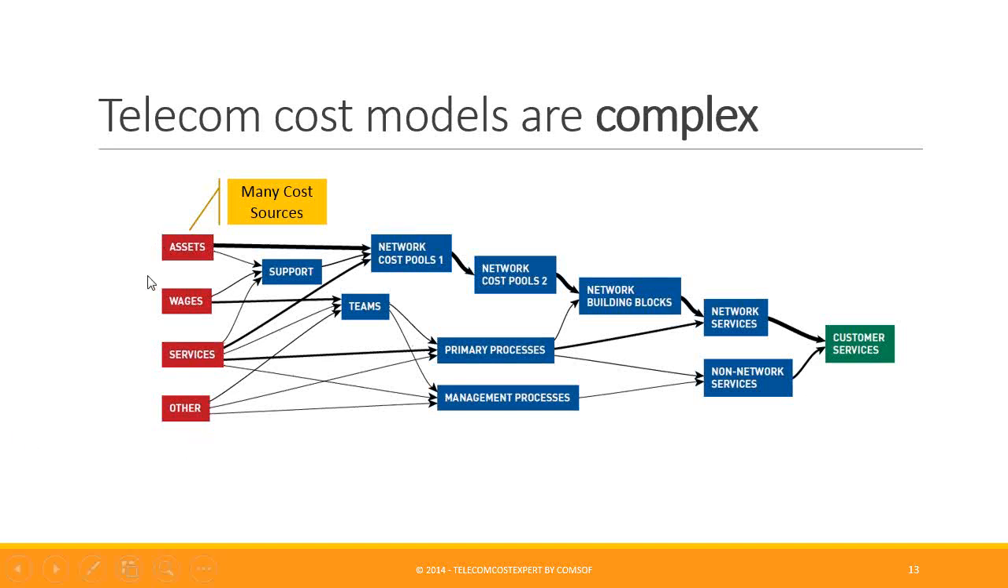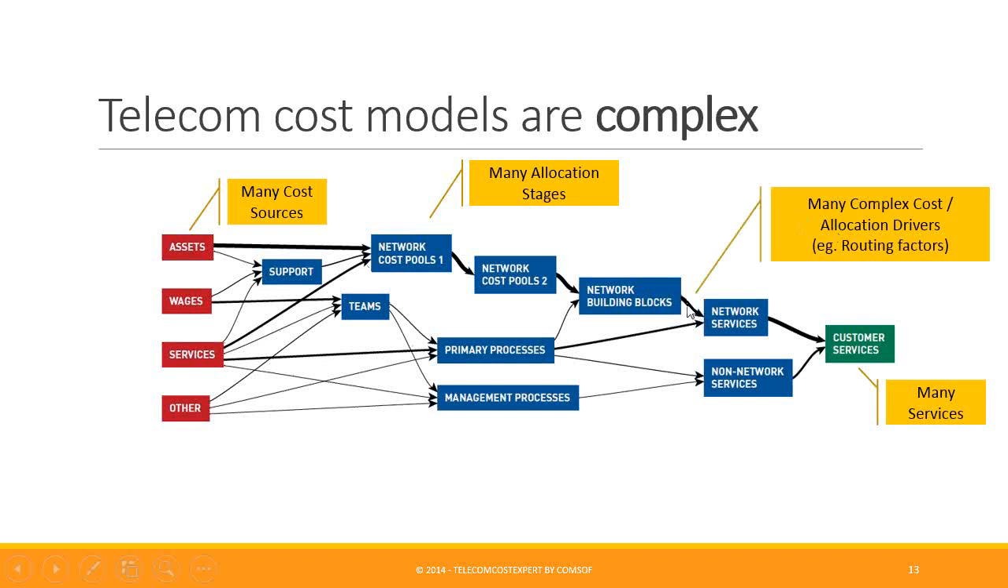So there's the left-hand side, the input costs, what you derive from your accounting. On the right-hand side, you have customer services. So a typical operator will offer a number of services, and each of these will have various contributing factors. And these contributing factors are modeled in the blue blocks in between. So if we start from the left-hand side, we see that there are support processes, teams, network cost pools, and so on. Again, this is highly configurable. This is just an example. We will look at 2 more examples in the demo later on. But TelecomCostExpert allows to model this to a very flexible degree.